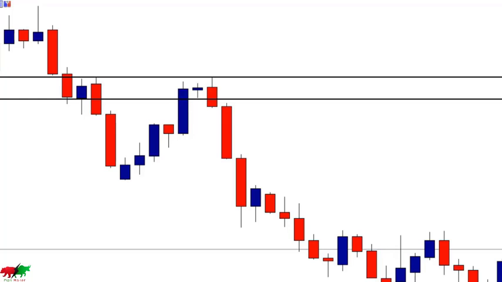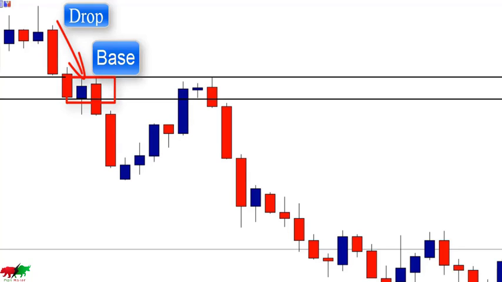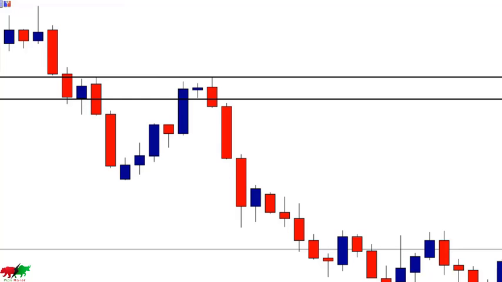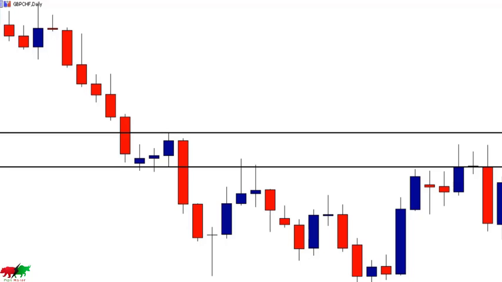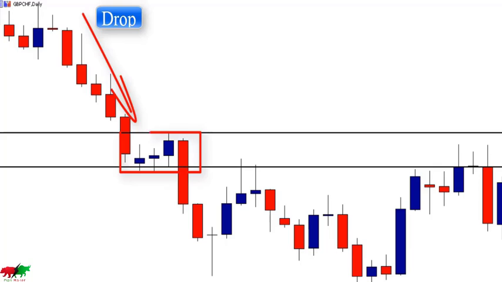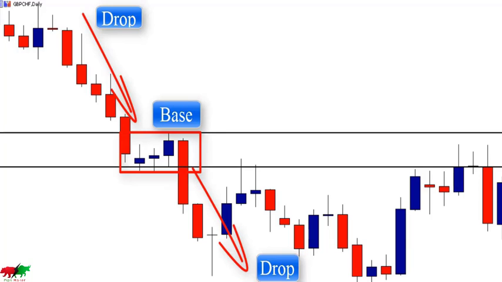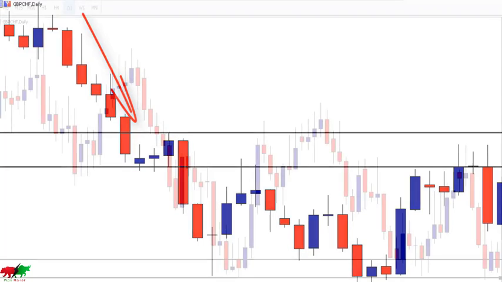This is another example. A drop, followed by a base, and a drop. When the market returns to test this supply zone, prices go down. Let me give you another example. This is another daily chart example that shows a clear drop-based drop continuation pattern. So this is the first move down, base or consolidation, followed by another move down. This is the supply zone, and when the market returned to test it, it was obviously rejected.